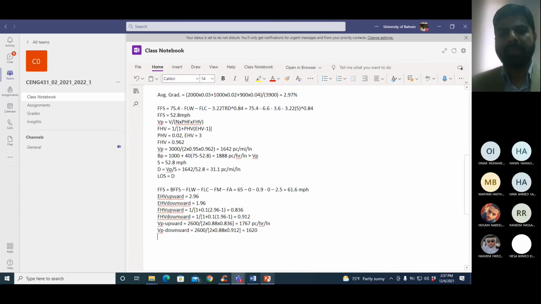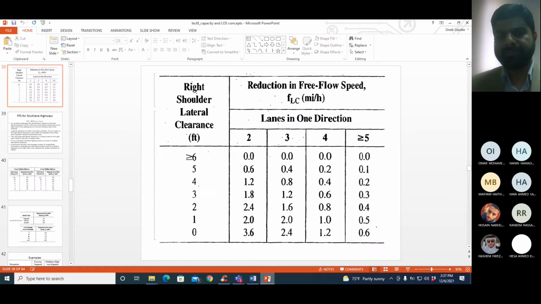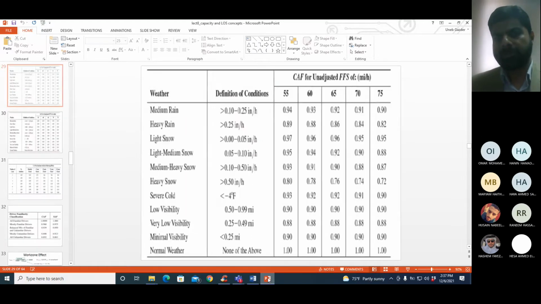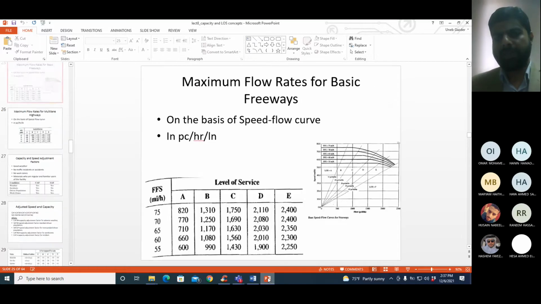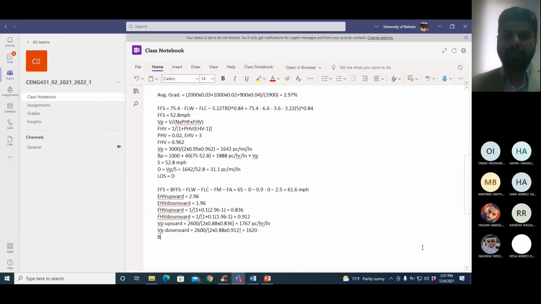The good thing about multi-lane highways is the value of BP is fixed. There's no equation to calculate BP for multi-lane highways. The value is fixed at 1400. BP for multi-lane highways is always 1400 passenger cars per hour per lane.